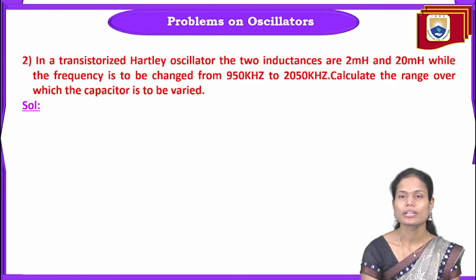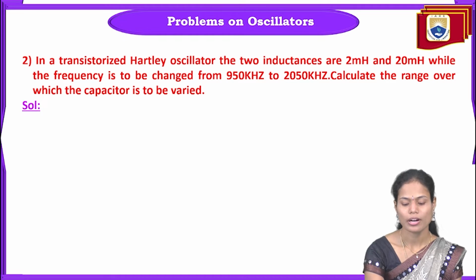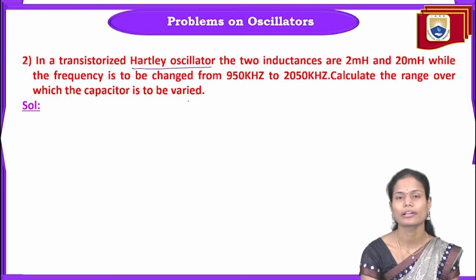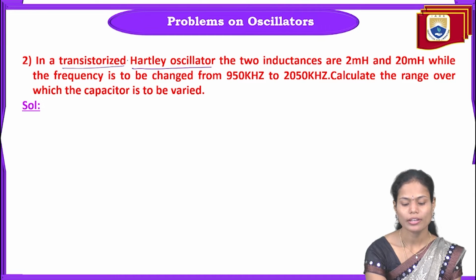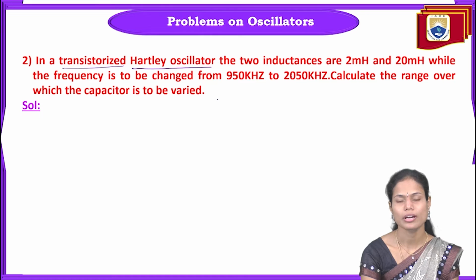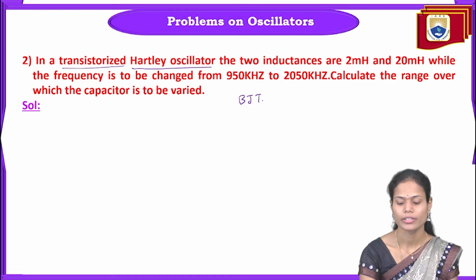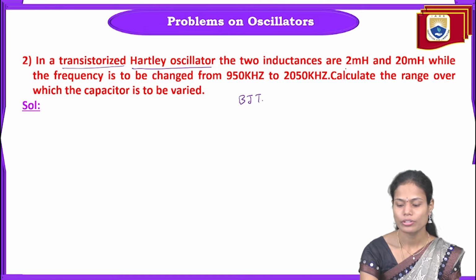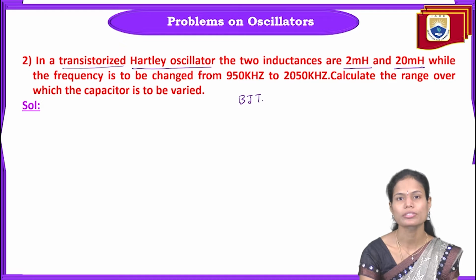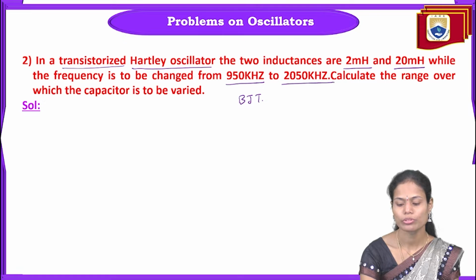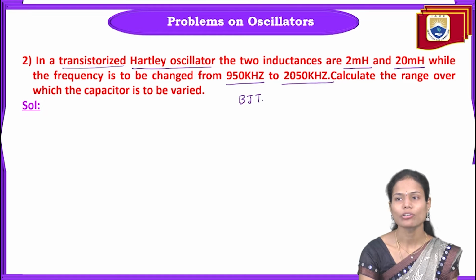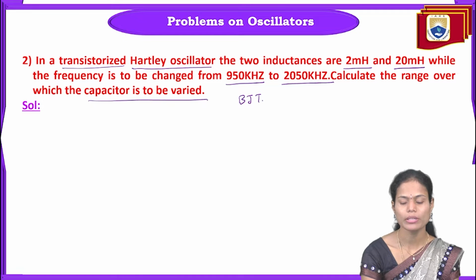So we're coming to the second problem. In a transistorized Hartley oscillator, so it is also a Hartley oscillator. Transistorized Hartley oscillator means the amplifier circuit in this Hartley oscillator is designed with a bipolar junction transistor. We can also design this amplifier by using a FET as well as operational amplifiers. It is having two inductances, 2 millihenries and 20 millihenries, while the frequency is to be changed from 950 kilohertz to 2050 kilohertz. Calculate the range over which the capacitor is to be varied.